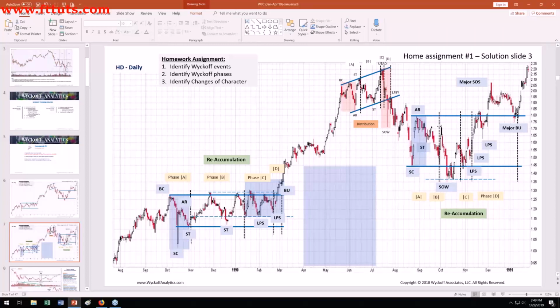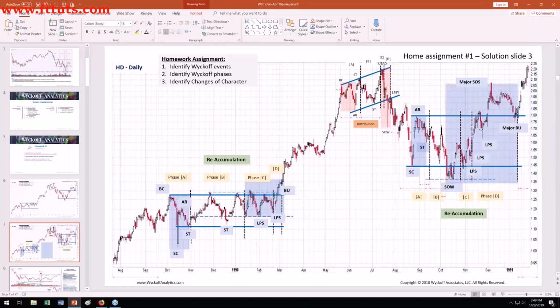Although, I don't like the phase A, phase B definition here, but phase C could be something like this, and then that would make it a sign of weakness. Right? Eric?